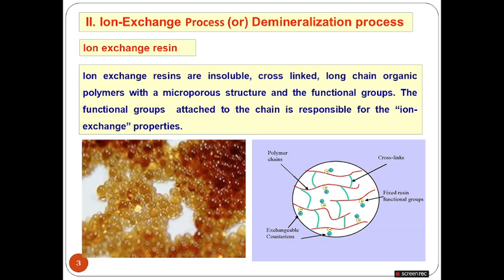The ion exchange process is carried out with ion exchange resins. First of all, what are ion exchange resins? Ion exchange resins are insoluble, cross-linked, long-chain organic polymers with a microporous structure and functional groups. The functional groups attached to the chain are responsible for the ion exchange properties. See image 1. This is an ion exchange resin, just like glass beads. If we look at an individual bead, it consists of a polymeric chain. These are cross-linked with each other. Okay, move to the next one.